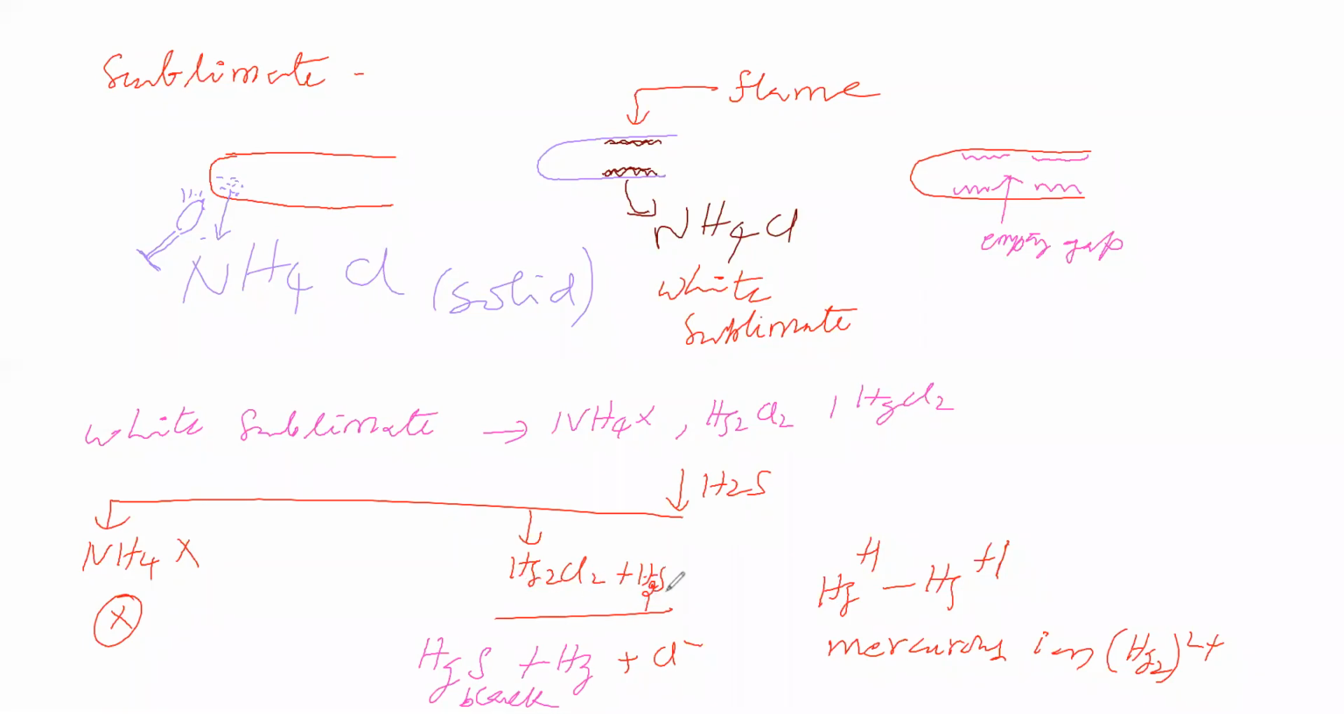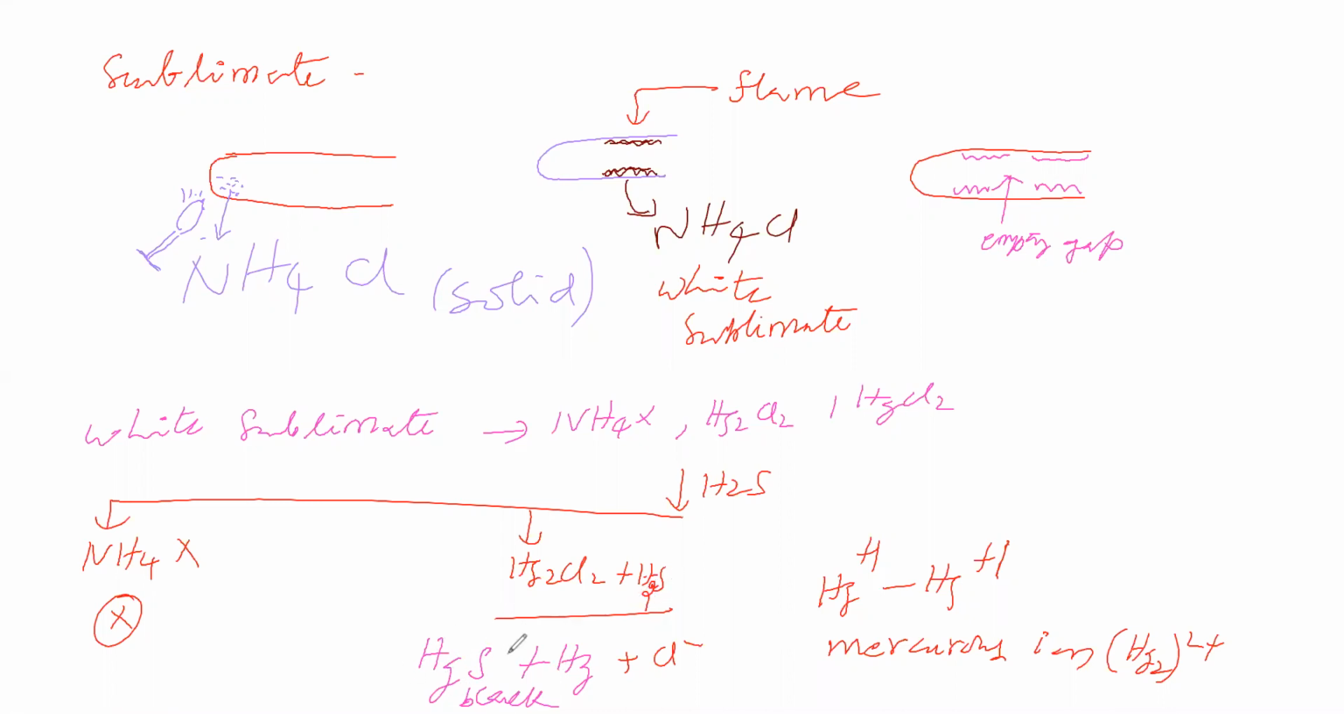Okay, mercurous chloride with moist H2S gas. What happens? A disproportionation reaction is possible. In this disproportionation reaction, one Hg+1 is converting into mercury, and another Hg+1 is converting into Hg2+. Hg2+ takes sulfide and gives HgS.